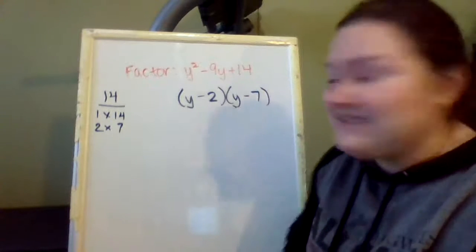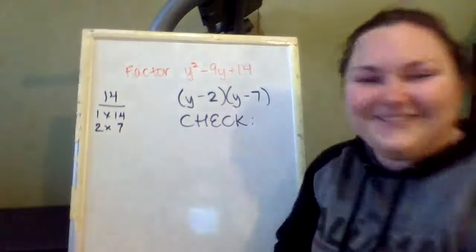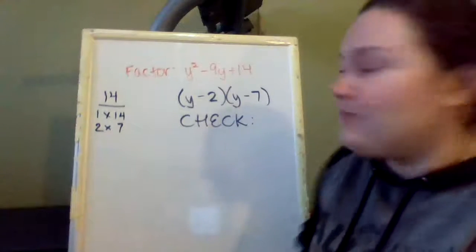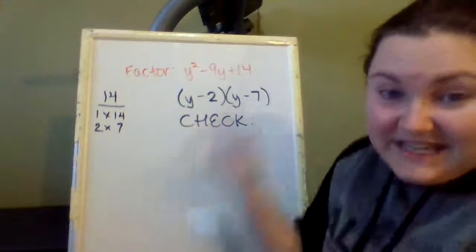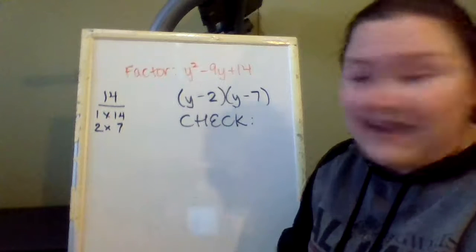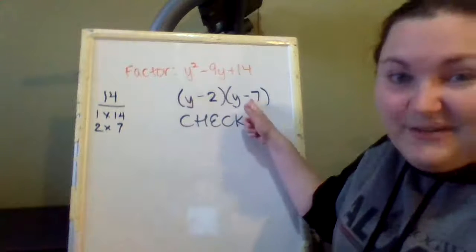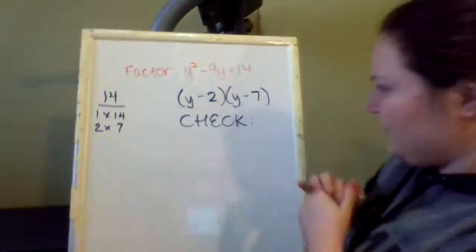Now the last part of this, you know me, I love to check. So what we're saying in this problem is we're saying this equals this. They both say the same thing. I've just written them in different ways. So an easy way to check would be, let's multiply this out and make sure it gives me what we started with. So I'm going to switch colors to red for our check.